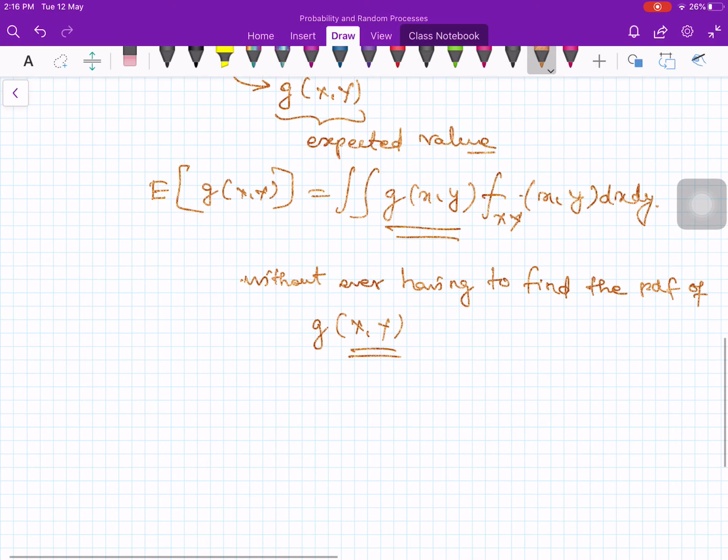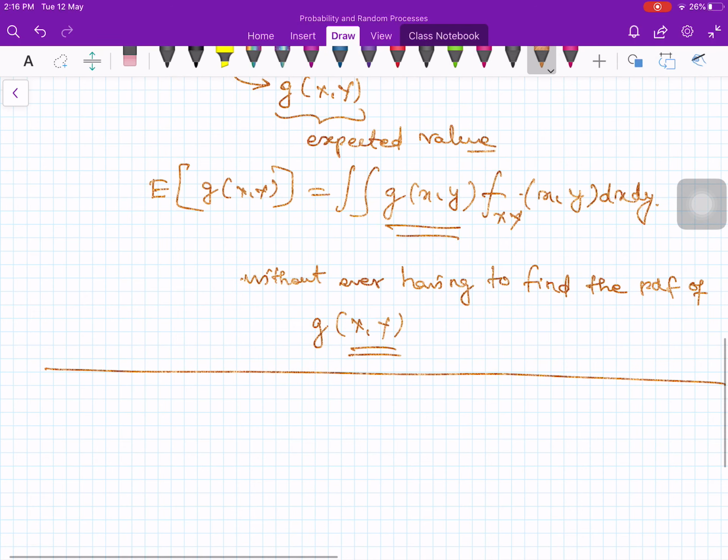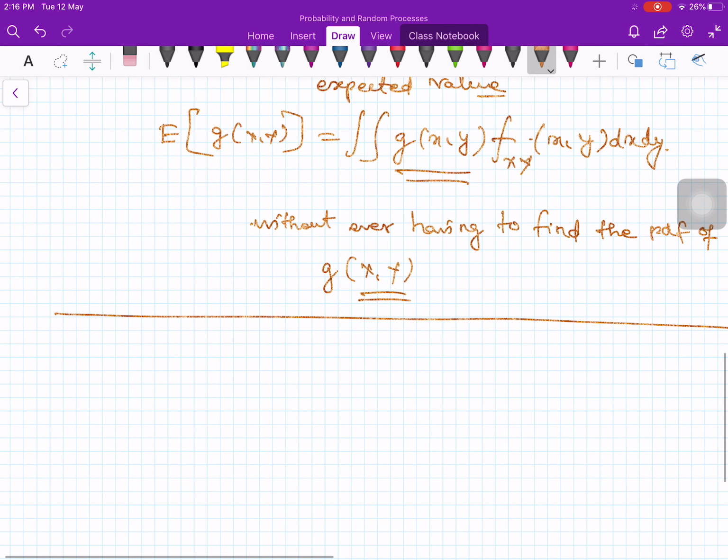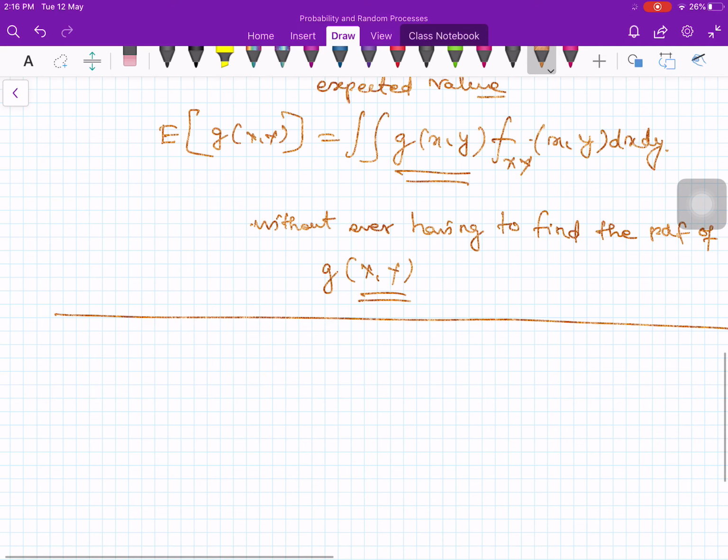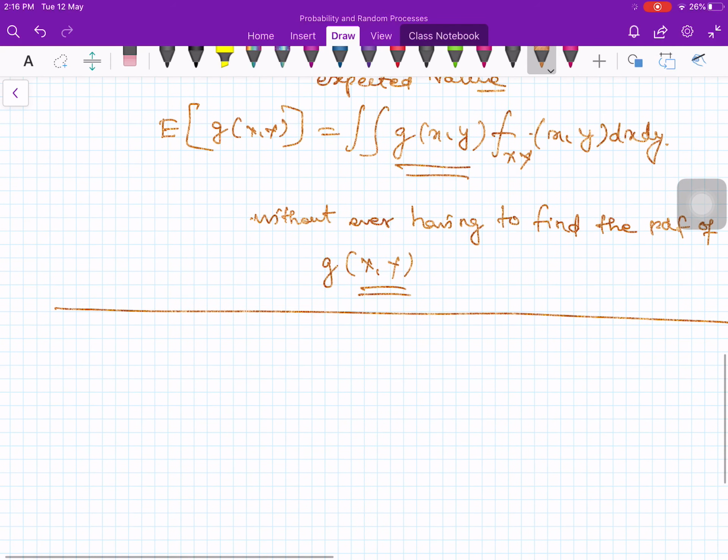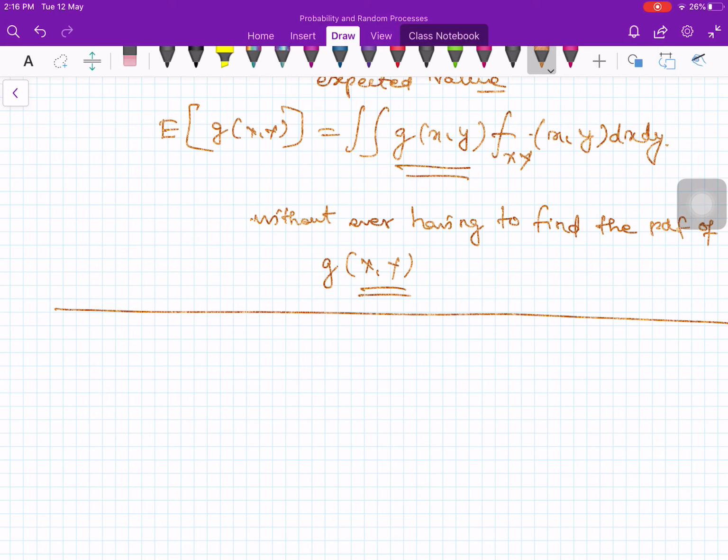Okay, now let us jump on to how to calculate the distribution of a function. So how do we find the distribution of a function? Let us take the discrete case as a warm up. Let us look at the discrete case.